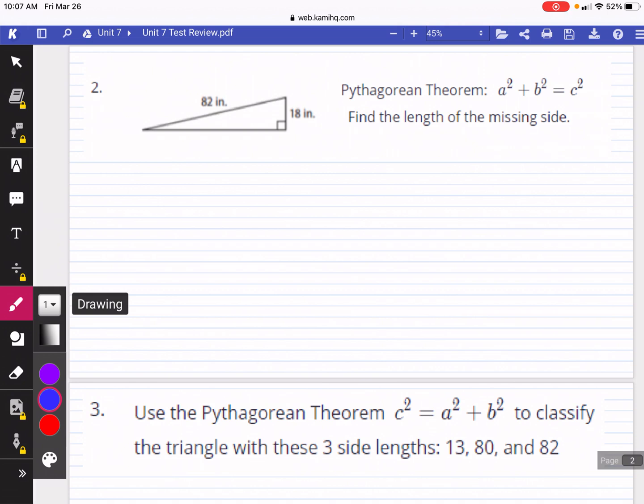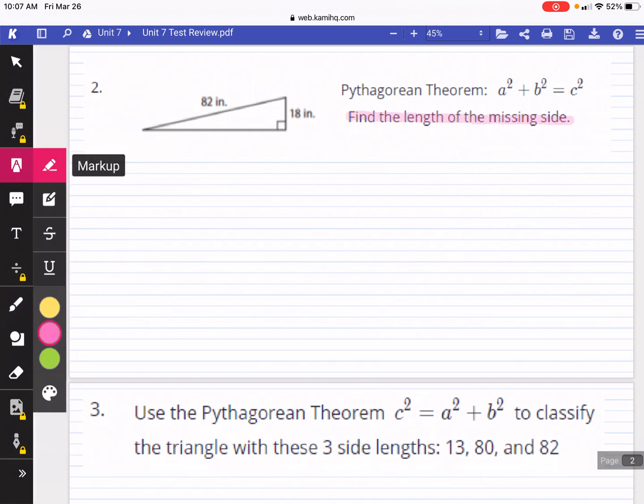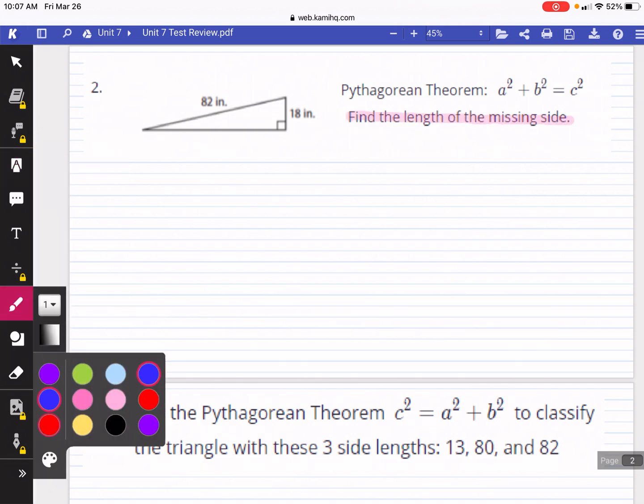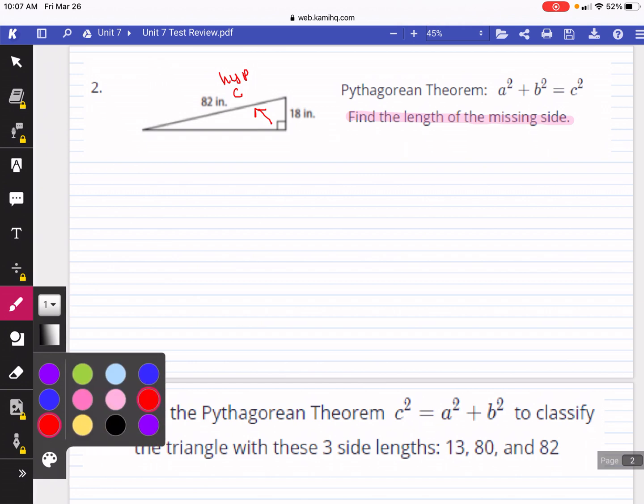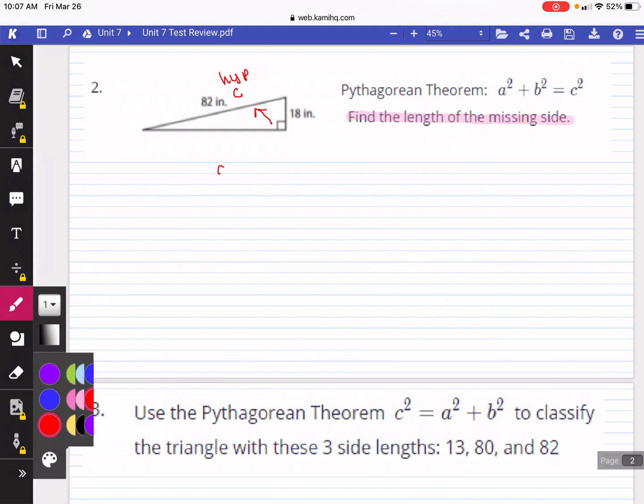In this next problem, we're also finding the length of the missing side. So first, I'm going to identify my hypotenuse. Here, my hypotenuse, or my C, is 82. So that means we're finding one of the other sides, the A or B. And it doesn't matter which one you put where. So I'll let this one be A. So A squared plus 18 squared equals 82 squared.